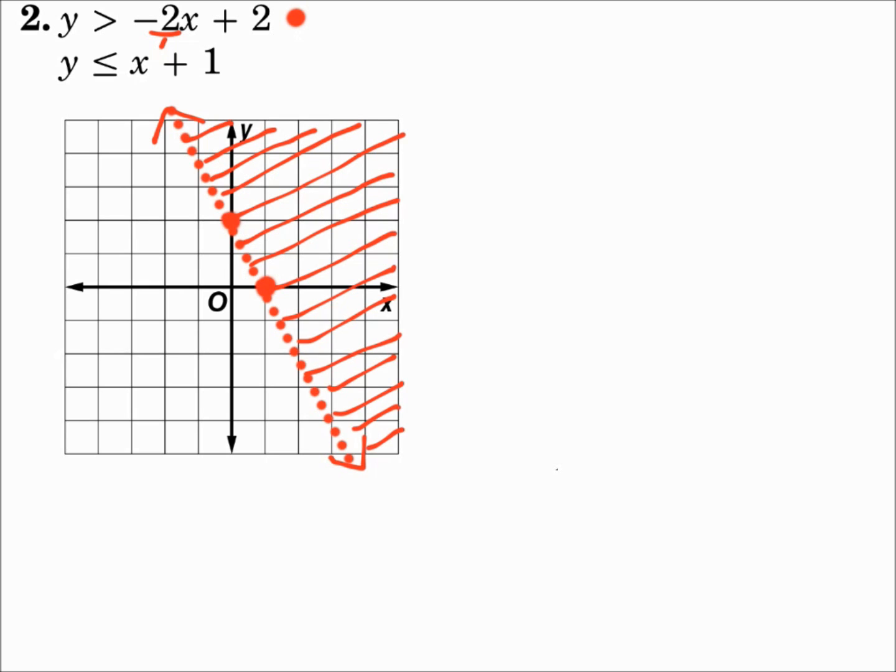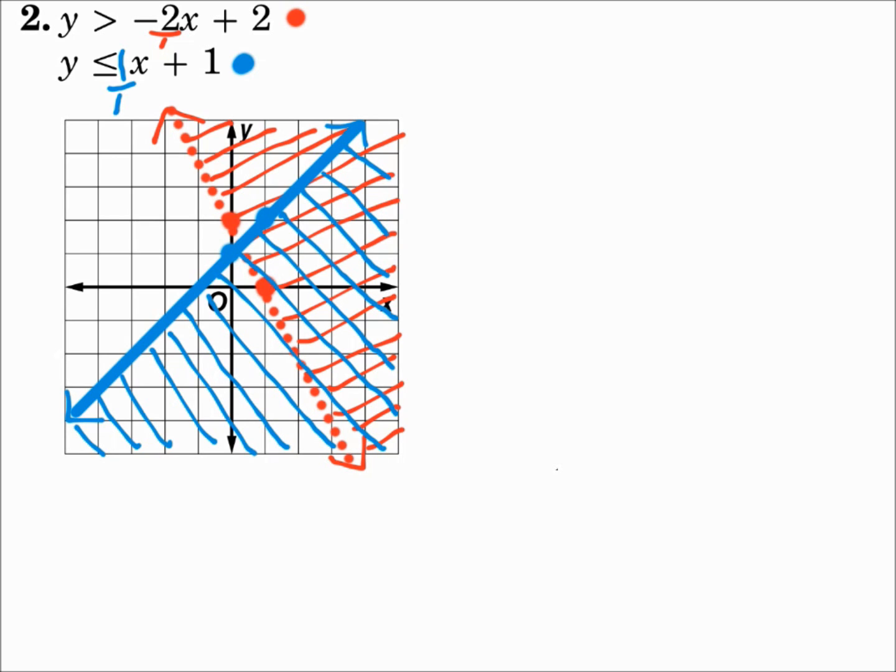For the second one, it's also solved for y and in slope-intercept form. It has a y-intercept of 1, so we'll put a point at 1. The slope is the number in front of x, which isn't written, so it's a 1. And we can put that over 1. We'll go up 1, right 1, and put a point. It's less than or equal to, and since it's equal, that's a solid line. And since it's less, it's shaded below.